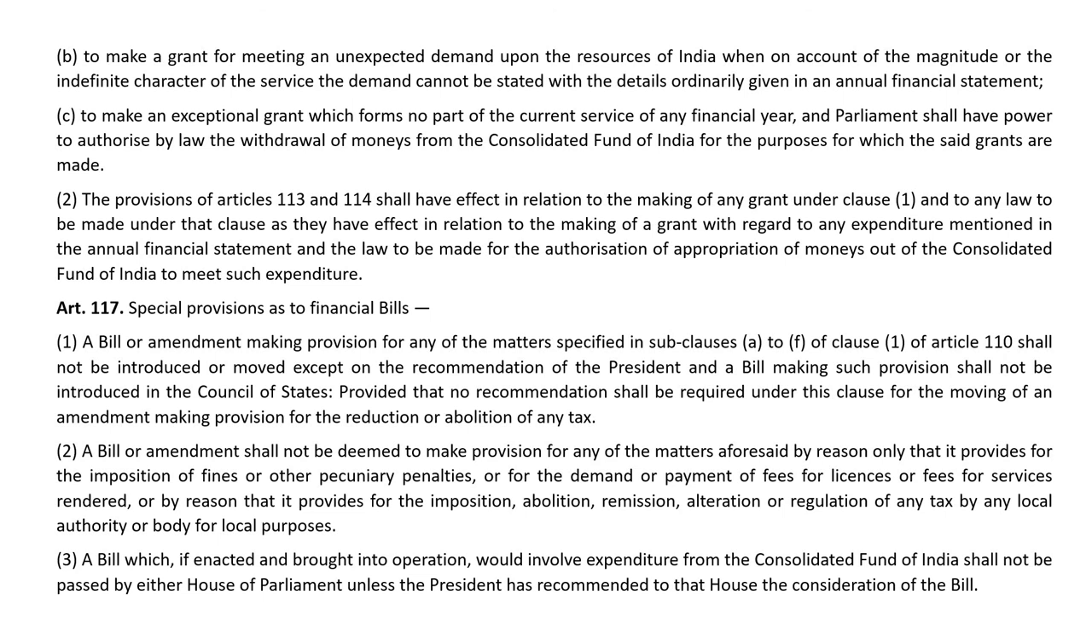The provisions of Article 113 and 114 shall have effect in relation to the making of any grant under Clause 1 and to any law to be made under that clause, as they have effect in relation to the making of a grant with regard to any expenditure mentioned in the annual financial statement, and the law to be made for the authorization of appropriation of monies out of the Consolidated Fund of India to meet such expenditure.